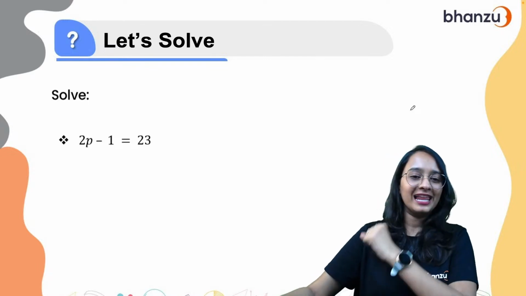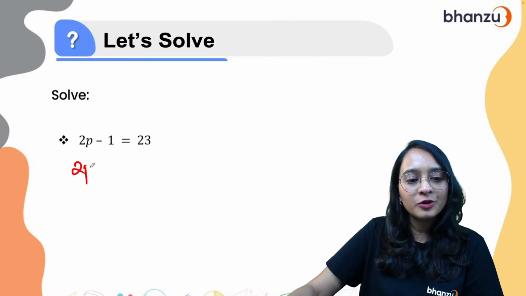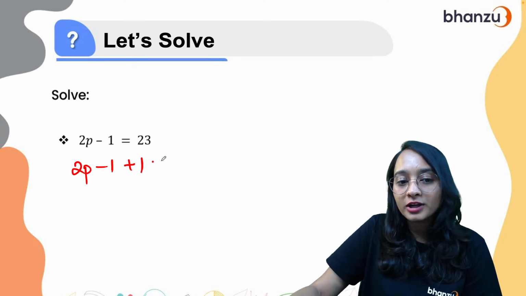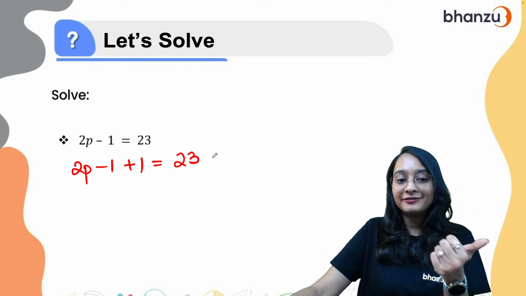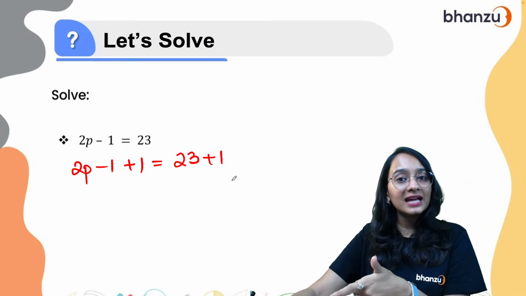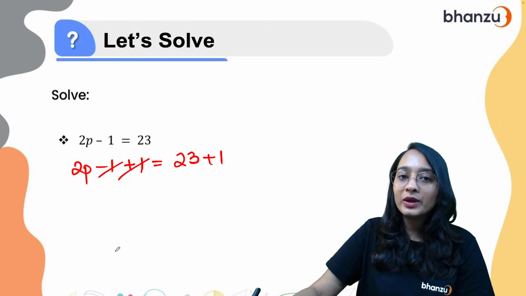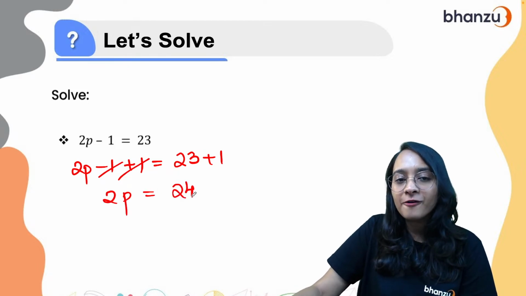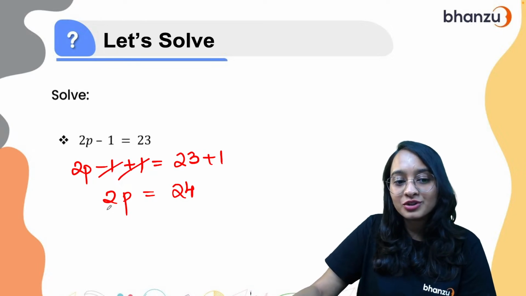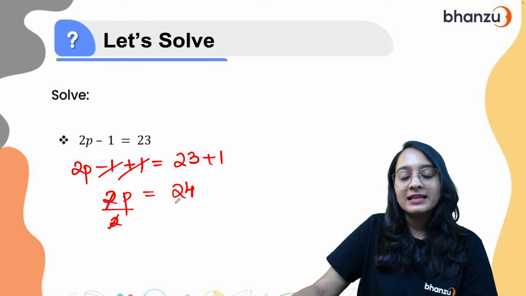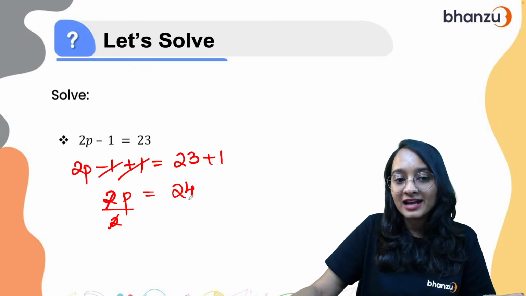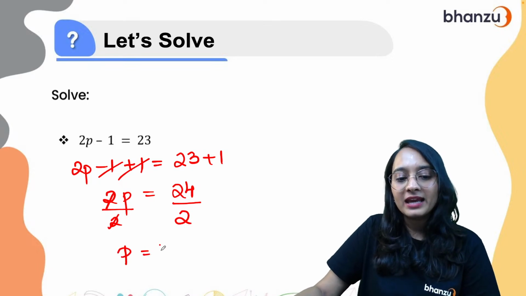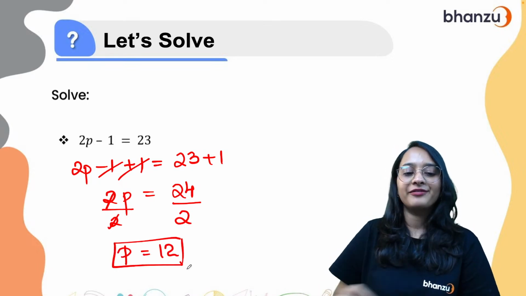One more question. Let's do it. So here you have 2p minus 1. So to remove that minus 1, I will add 1 to it. Since I'm adding 1 to the left hand side, I will add 1 to the right hand side also. So, plus 1 minus 1 will get cancelled. So, you are left with 2p equals 24. Now, I have to somehow remove this 2. So, I will divide by 2. Since I'm dividing by 2 on the left hand side, I have to do the same thing on the right hand side. So, your p is equal to 12.